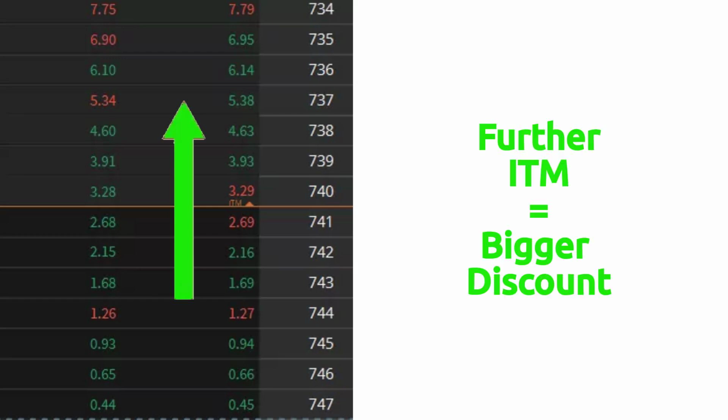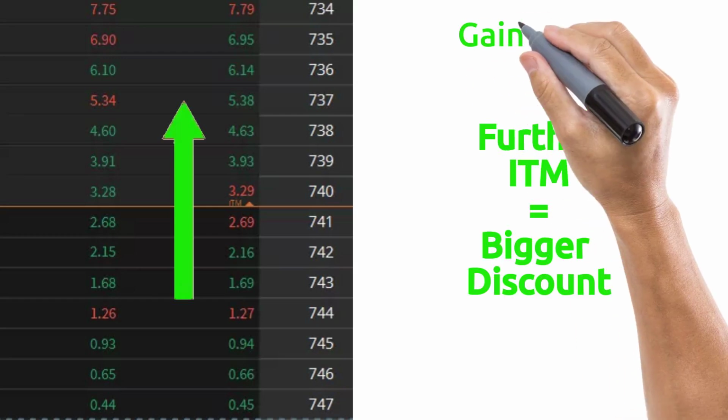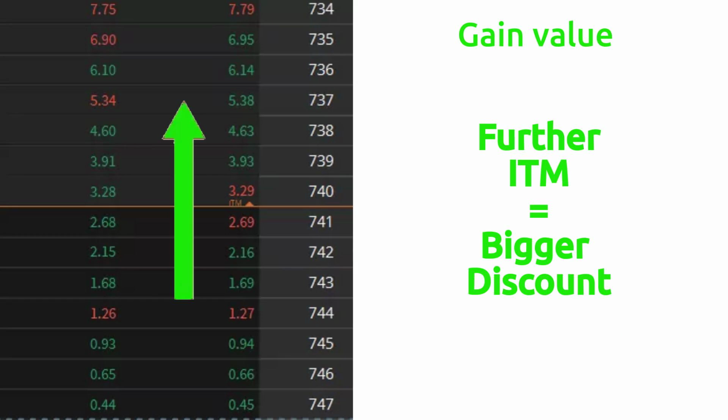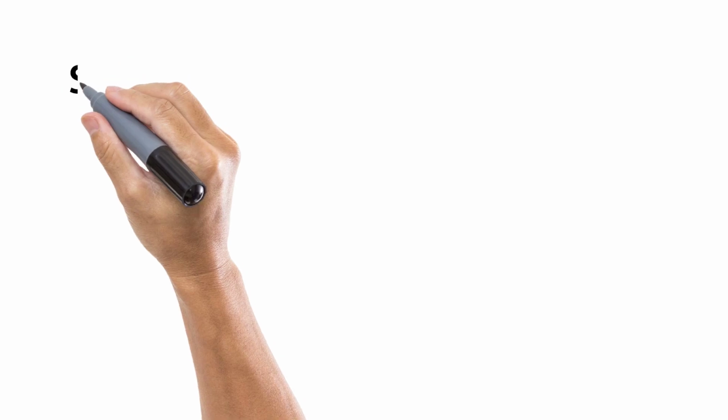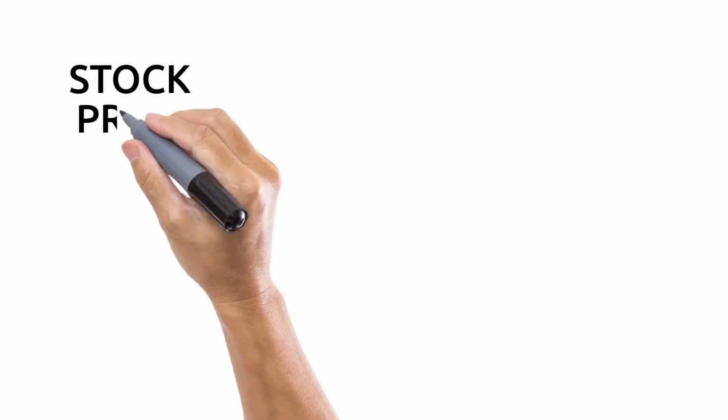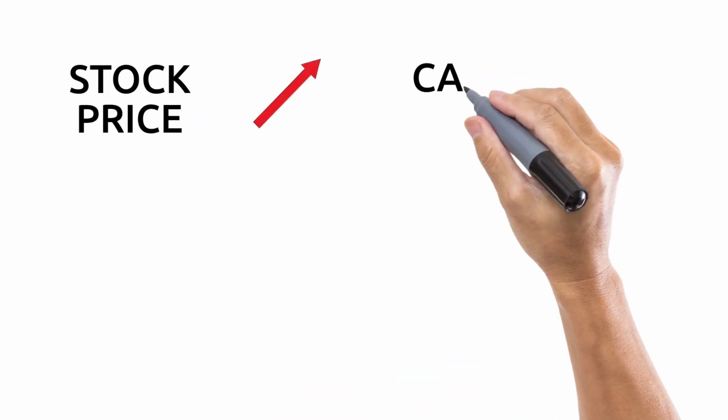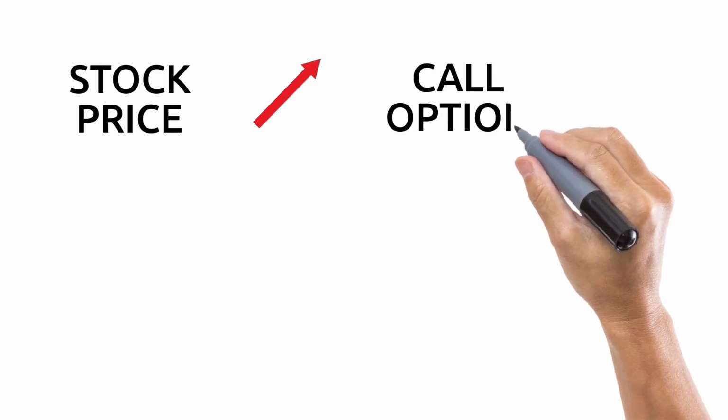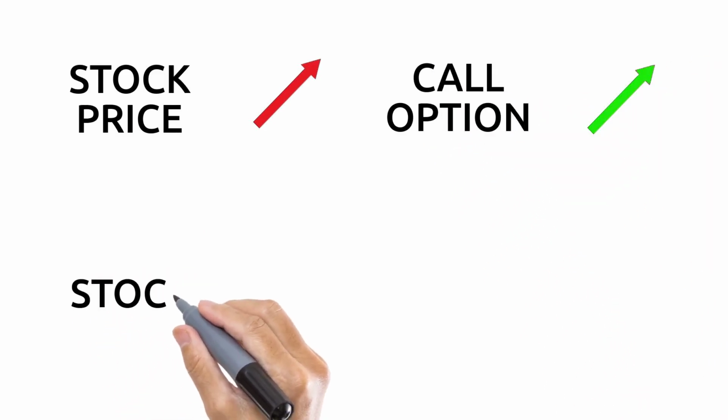Now here's the thing. Stock prices are always moving. So if you own a call and the stock price goes up, then that call option will gain value, due to the option getting deeper in the money and becoming more valuable. Let me repeat that because it's one of the most important concepts in options trading. If a stock's price rises, then that stock's call options will increase in value.